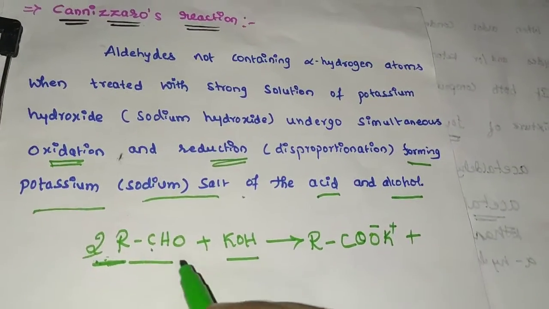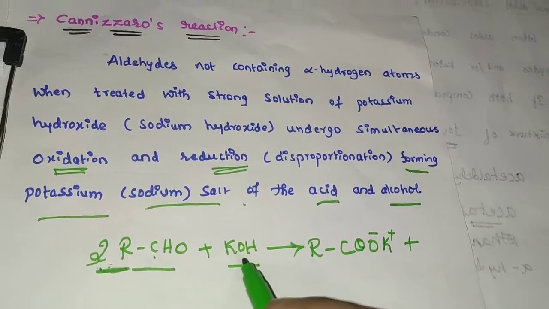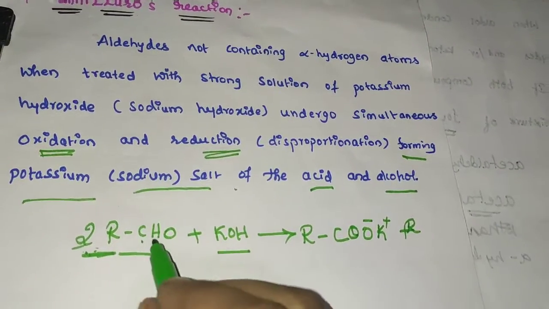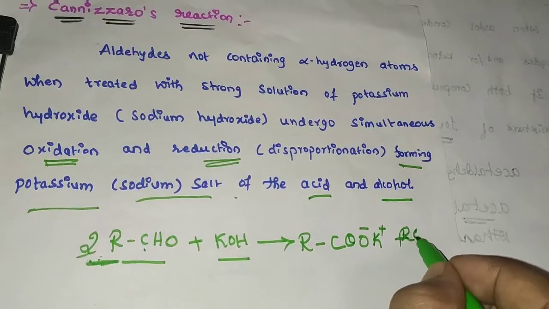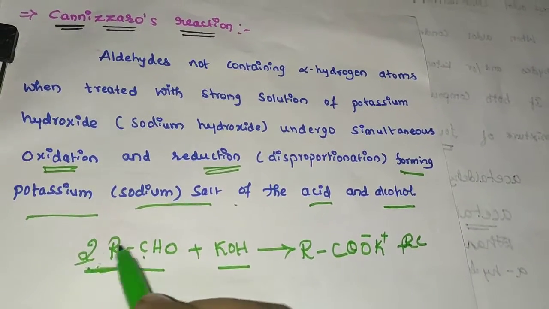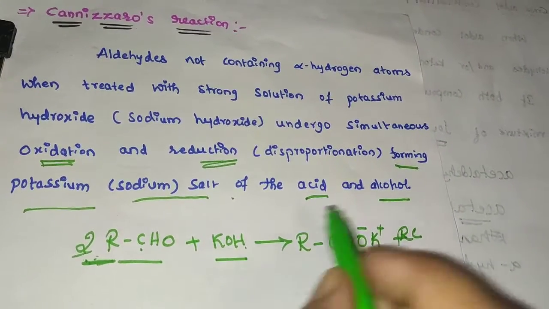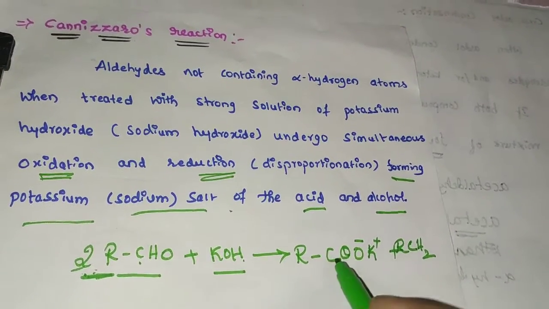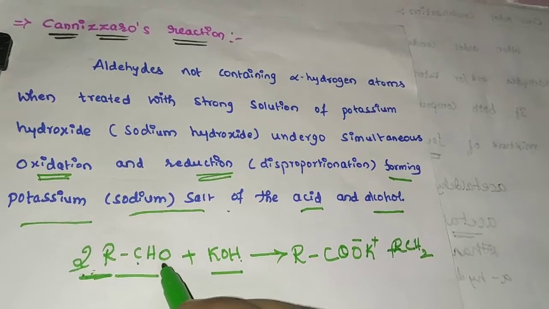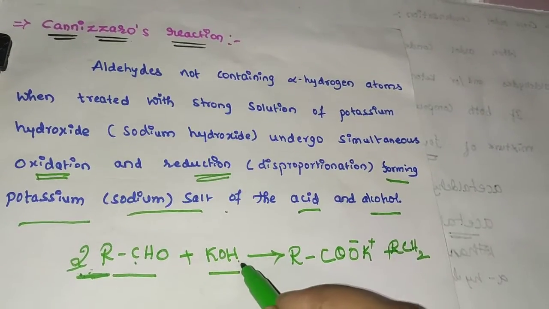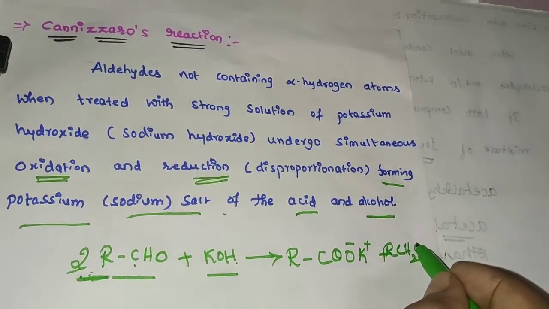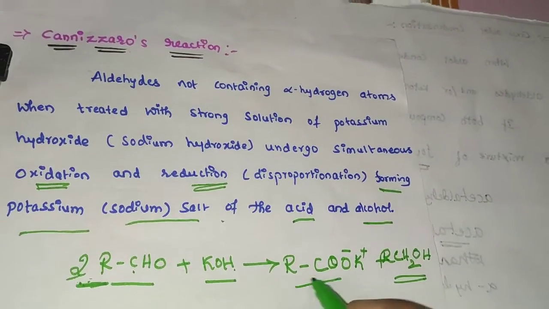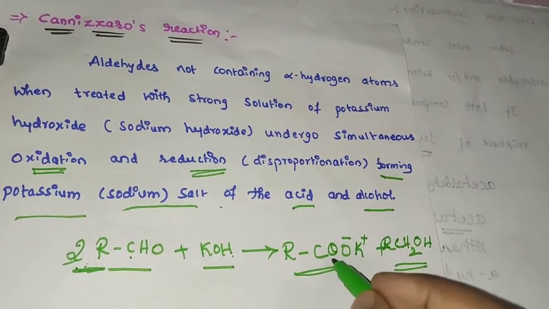And what are the remaining products? It indicates that one R is left, then another one C. So C, how many hydrogens are there? Totally 2 hydrogens and 1 hydrogen. So we should take 2 hydrogen atoms first, RCH2. Then we have already used 2 oxygens, so another 1 oxygen we should take, O and H. So this is called an alcohol, and this is called the potassium salt of the acid.